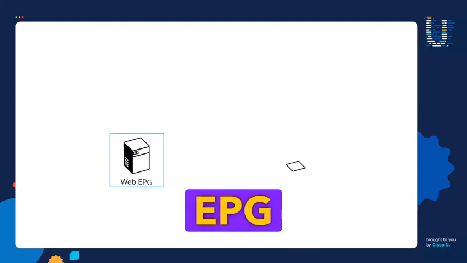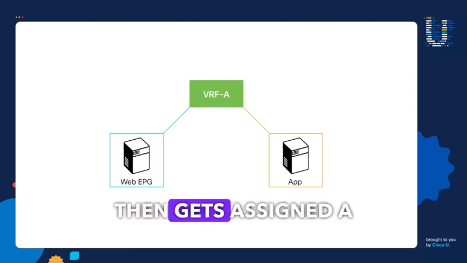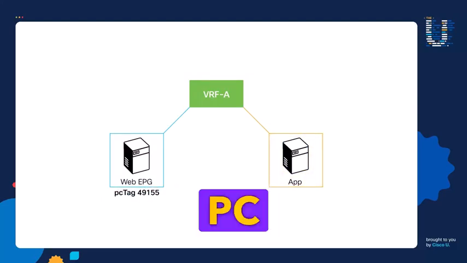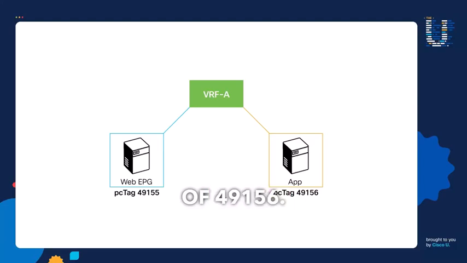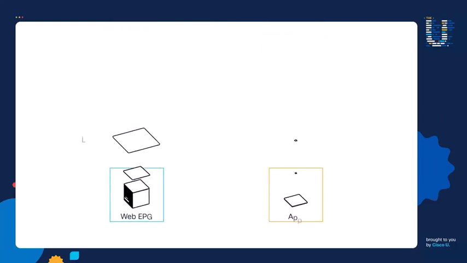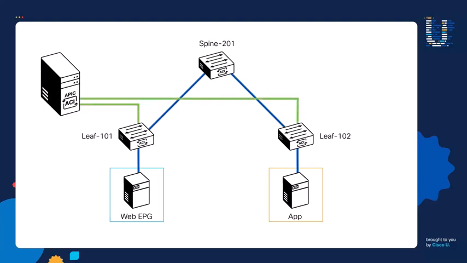Let's say the web EPG and the app EPG are part of the same VRF. The web EPG then gets assigned a PC tag of 49155, and the app EPG gets assigned a PC tag of 49156. Now, let's say we apply a contract between the two EPGs to permit some kind of traffic. So after the contract's applied, and assuming all the other configurations in place, the APIC will need to apply policy on the respective leaf switches.